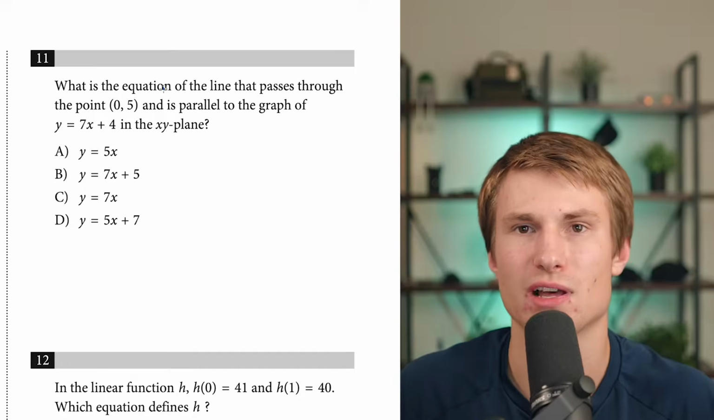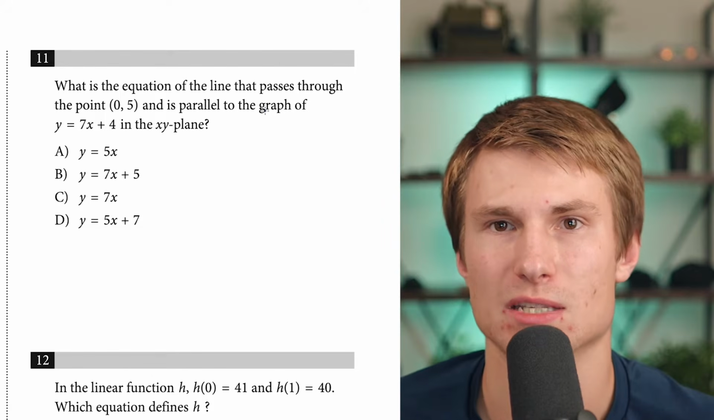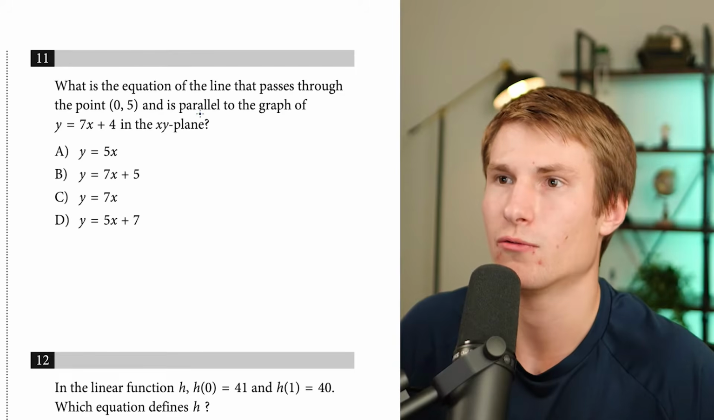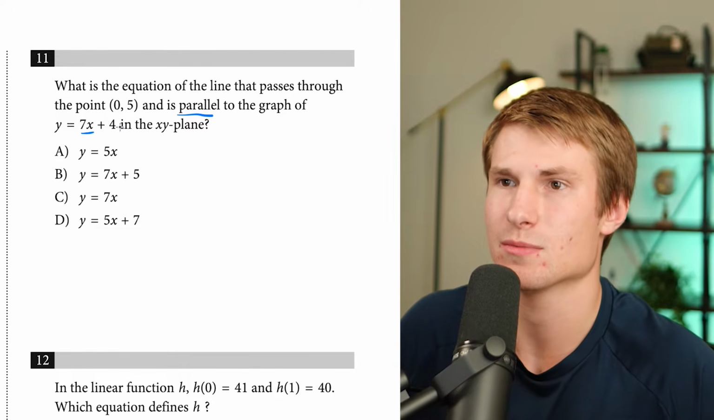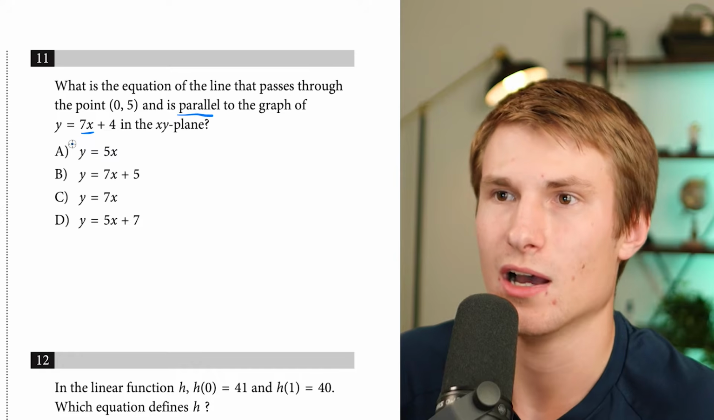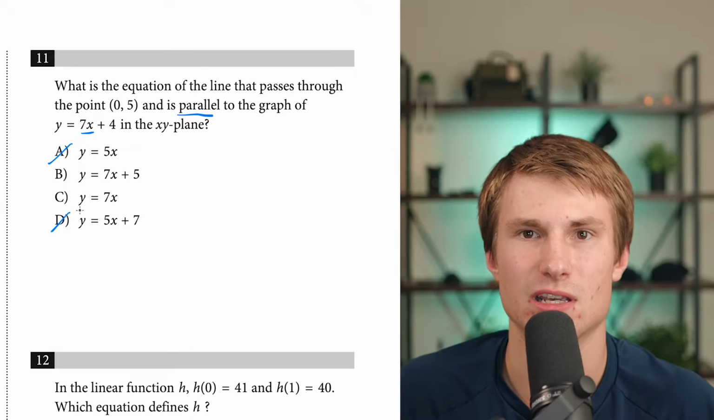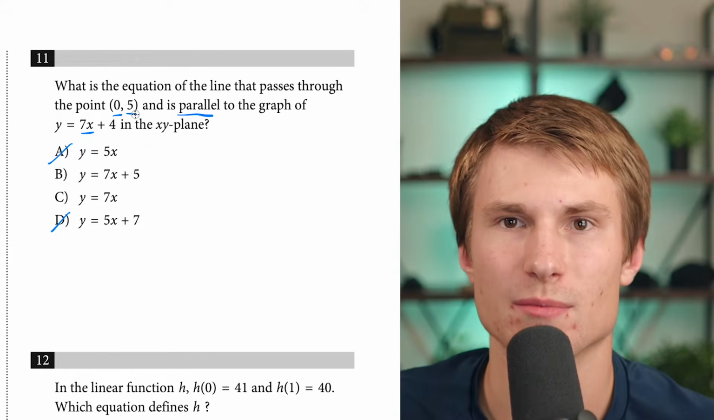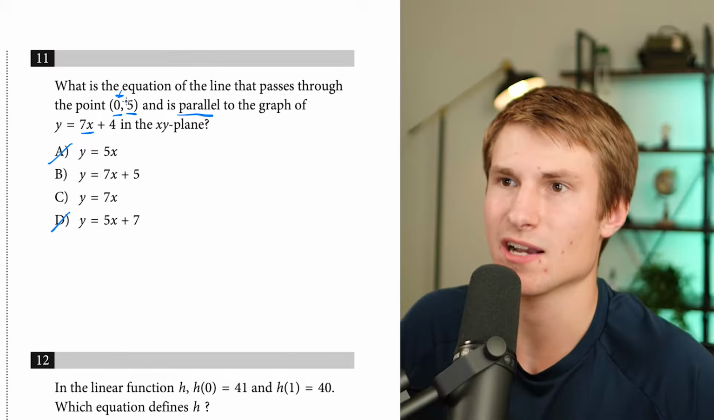All right, here's question 11. What is the equation of the line that passes through the point (0, 5) and is parallel to the graph y equals 7x plus 4 in the xy-plane? Well, if we have a parallel line, that means we have the same slope, so our slope must be 7x, so therefore we can get rid of A and we can get rid of D. The next thing that we know is that we pass through the point (0, 5). That means our y-intercept is 5 because that's where x is 0.